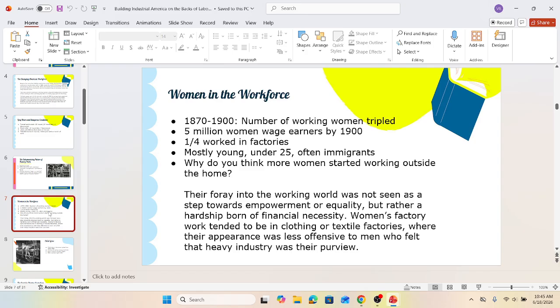Now, during this time period, we also see more women in the workforce. Between 1870 and 1900, the number of working women tripled. By 1900, there were 5 million women earning a wage, and about 25% of those worked in factories.